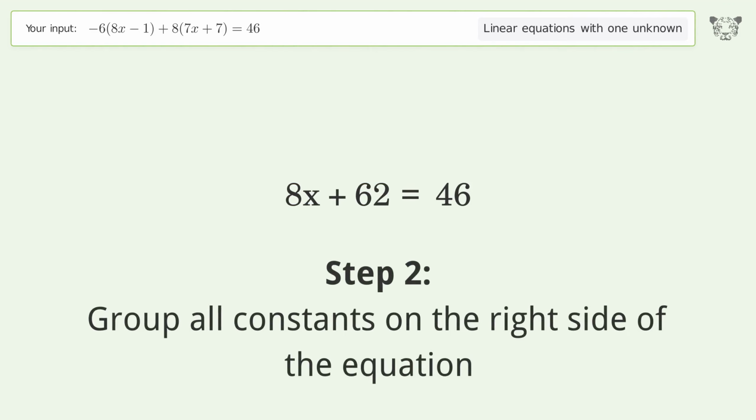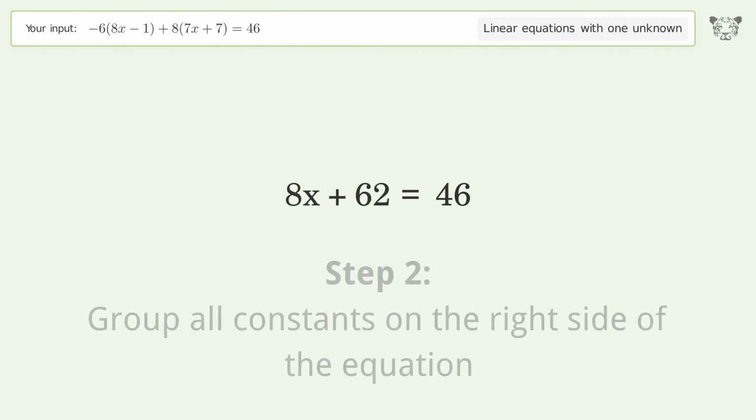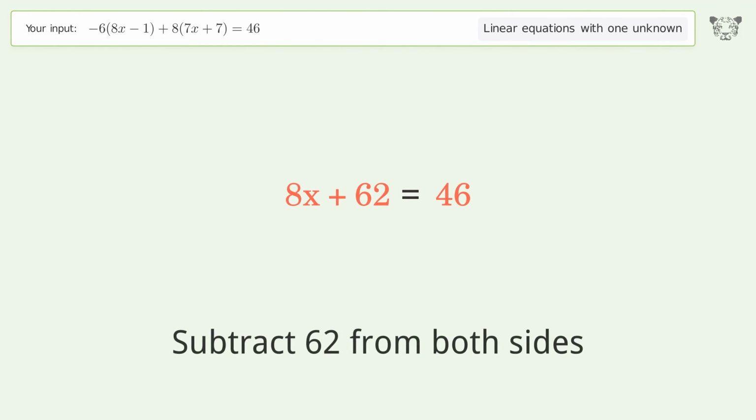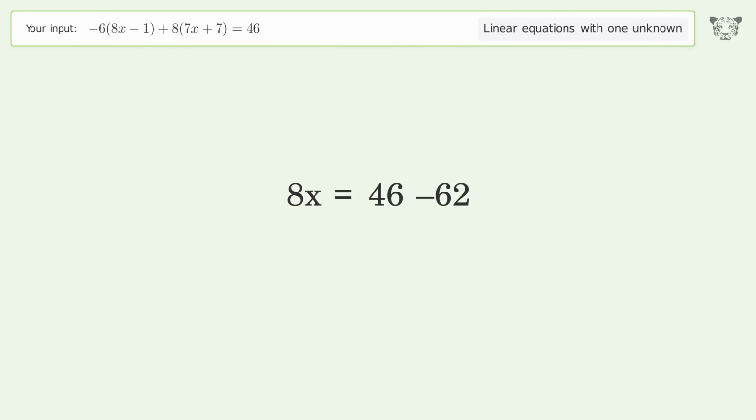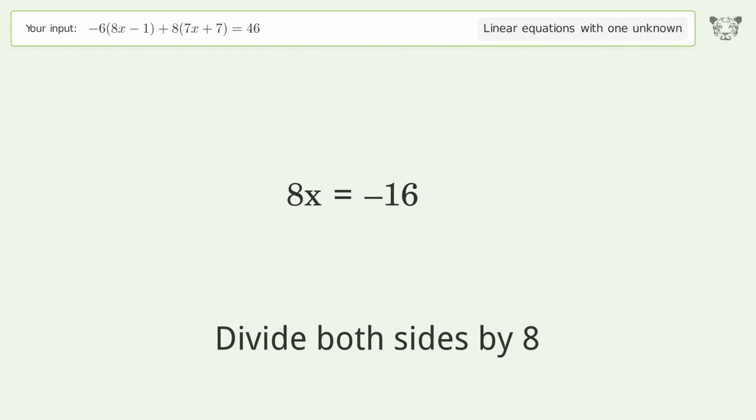Group all constants on the right side of the equation. Subtract 62 from both sides. Simplify the arithmetic. Isolate the x. Divide both sides by 8.